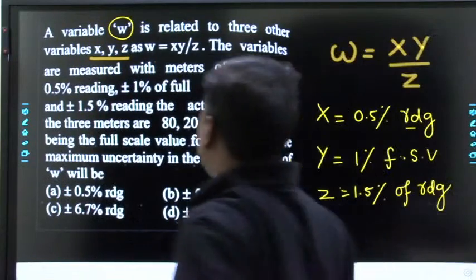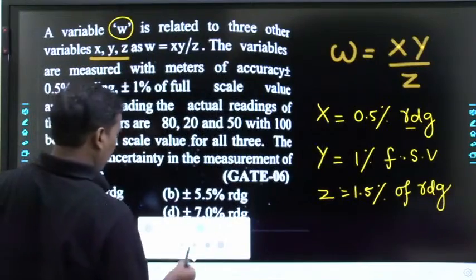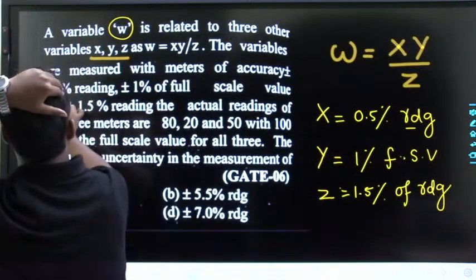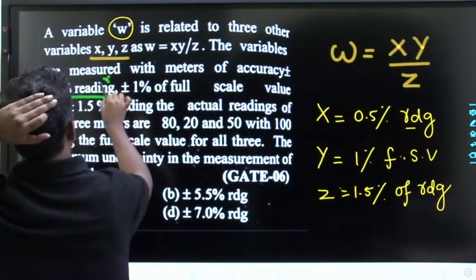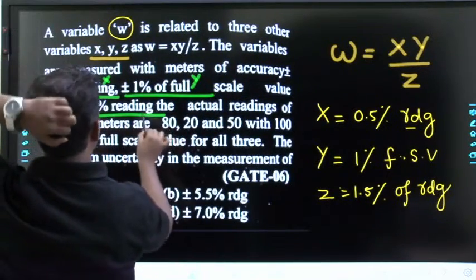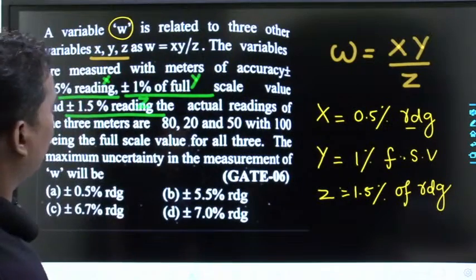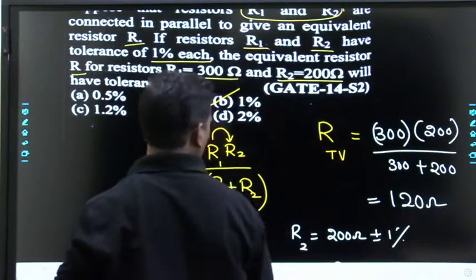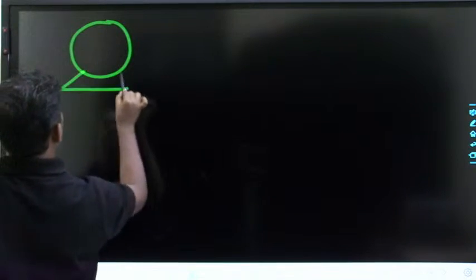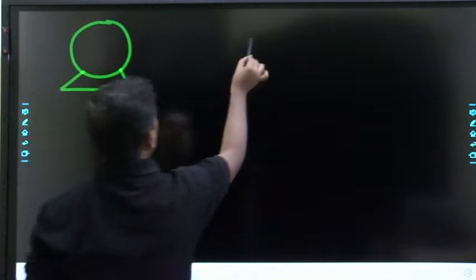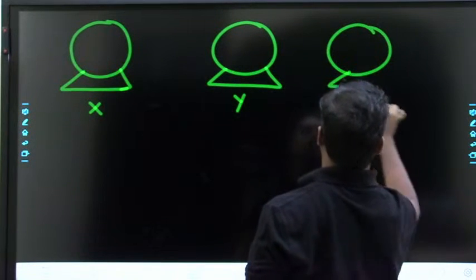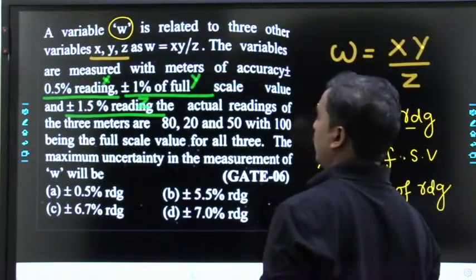Yeah. So here, this is the information about accuracy of plus or minus 0.5% reading. This is for X. 1% of full scale, this is for Y. And 1.5% of reading, this is for Z. X, Y, Z. So first let me take the X box. This is meter X. This is meter Y. This is meter Z. So what is given?